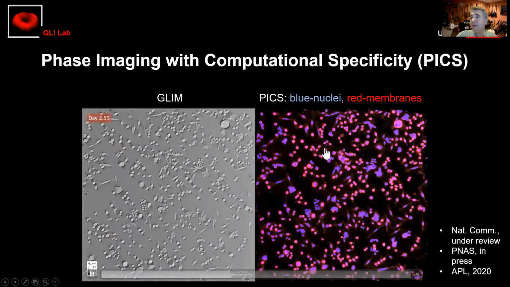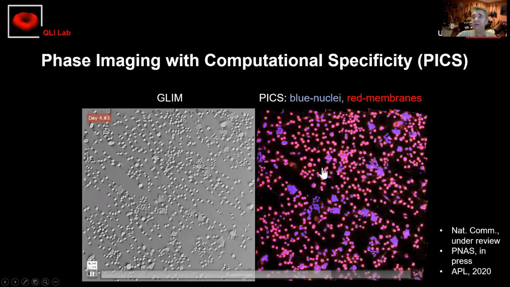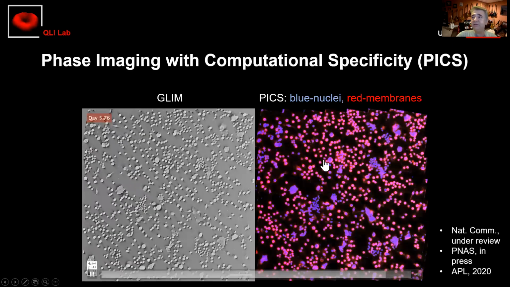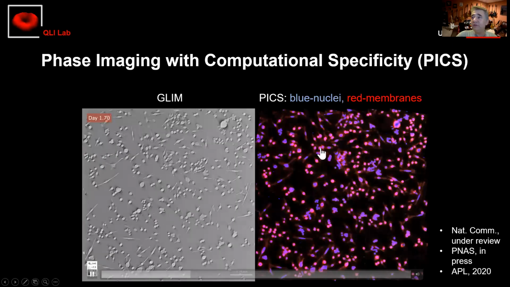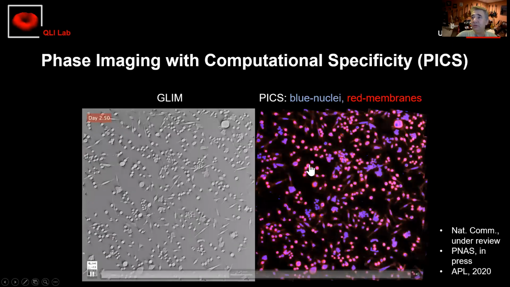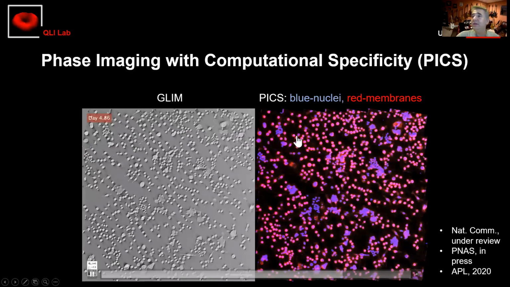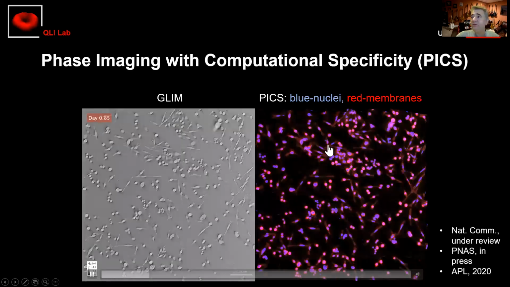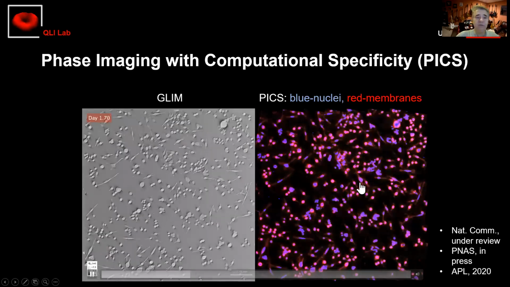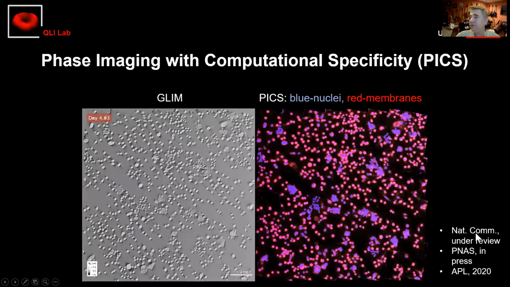And what you're looking at here on the right-hand side is a synthetic fluorescence predicted by the computer on cells that have never seen dyes. In blue, you see the nuclei of the cells, and you see how it actually looks pretty good. And we have quantitative measures of how good it is. And in red, you see the membrane of the cell. So this is all through computation, through artificial intelligence. And this particular paper is under review in Nature Communications.